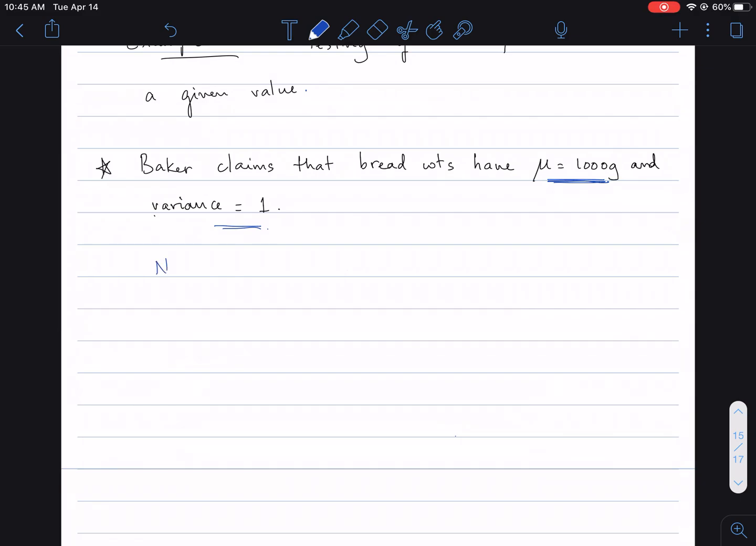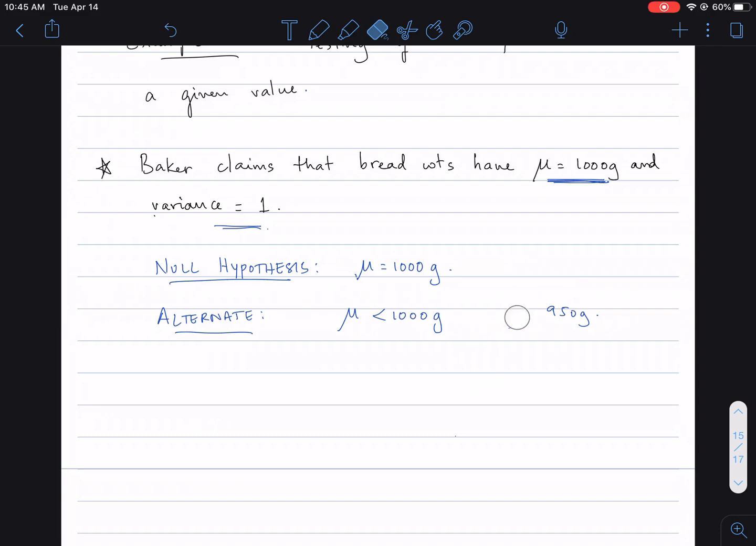So you start off with a null hypothesis. The null hypothesis is, maybe you're wrong and maybe the baker is right, so mu is actually equal to 1000 grams. And the alternate, let's keep the alternate simple and say that mu is less than 1000 grams. You could even say things like mu is not equal to 1000 grams, or you could say stuff like mu is less than 950, maybe that's your suspicion, but it doesn't matter. So let's keep it simple, keep the alternate as mu is less than 1000 grams.